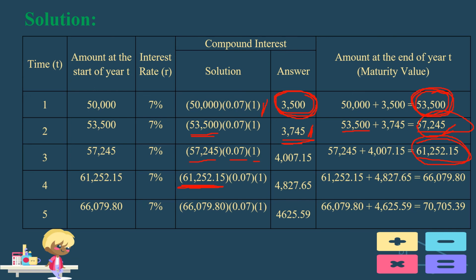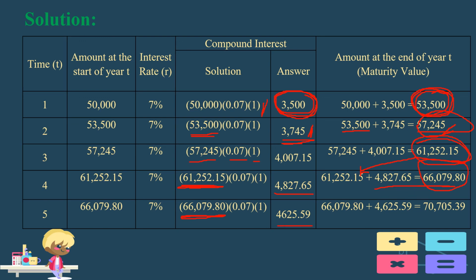Then, times 7% times 1. So, this will be the answer. Then, just add the amount, the future value within 3 years, plus the compounded interest na 4,827.65. So, it will become 66,079.80. So, for 4 years, eto na. Then, ayan po, eto na yung money niya for 4 years. Na nag-interest na siya. Times 0.07, di naman nababago yung rate natin, times 1.